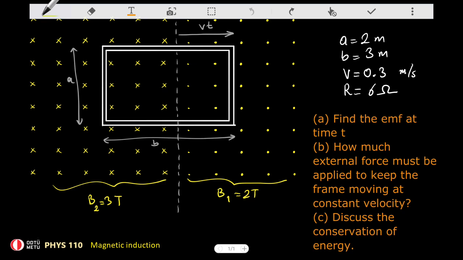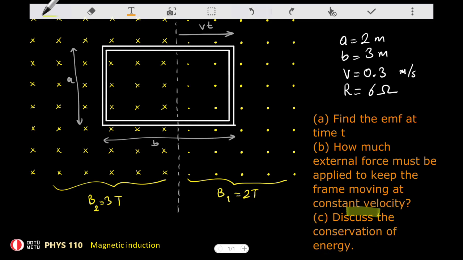Alright, so in this situation, of course, the area doesn't change, the shape of the frame doesn't change, it just moves. So even for this reason, there's a time-dependent flux, and as a result there's a current in there. So again, the questions are finding the EMF, the resistance is also given, so finding the amount of the force that must be applied to keep it moving with constant velocity, and then the discussion of the conservation of energy.